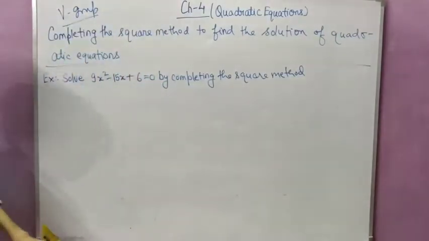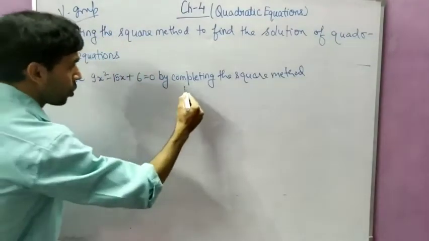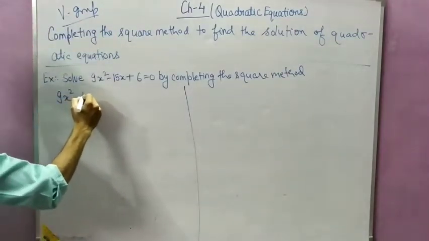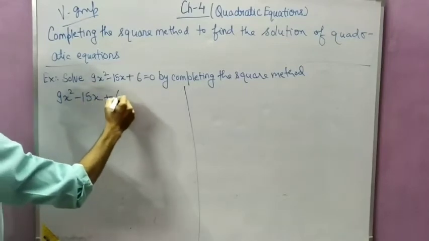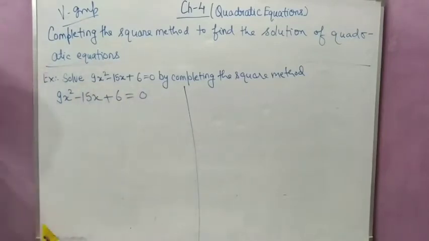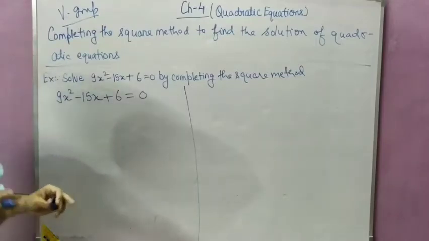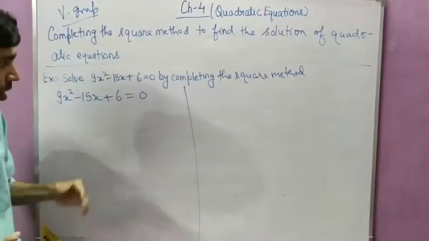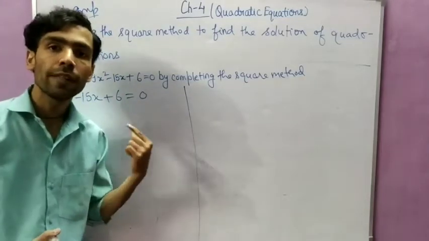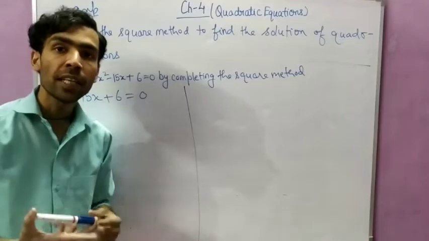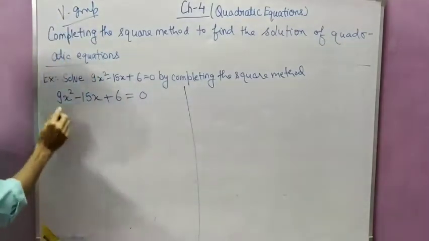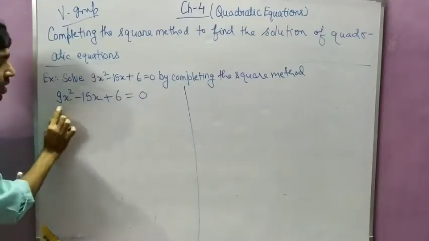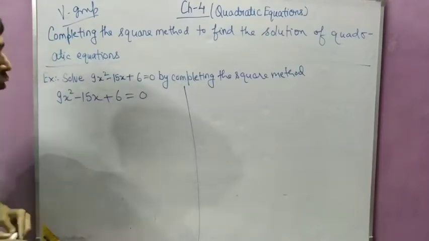So students, first note down the question. The question is 9x square minus 15x plus 6 equal to 0. Now what is the first step of this method? The first step is that whatever is the coefficient of x square, you have to make it 1. Means you have to make the coefficient of x square 1. But in this question, the coefficient of x square is what? 9.